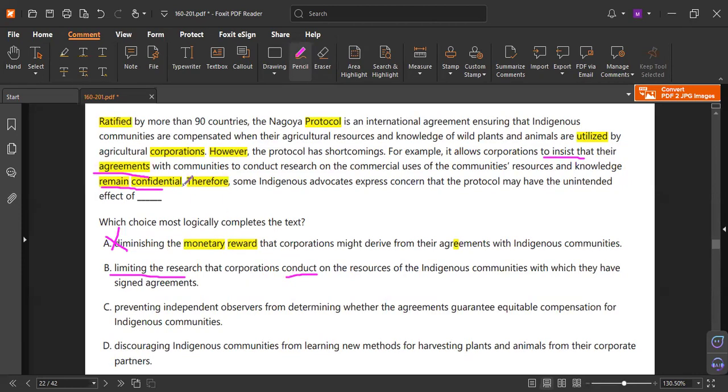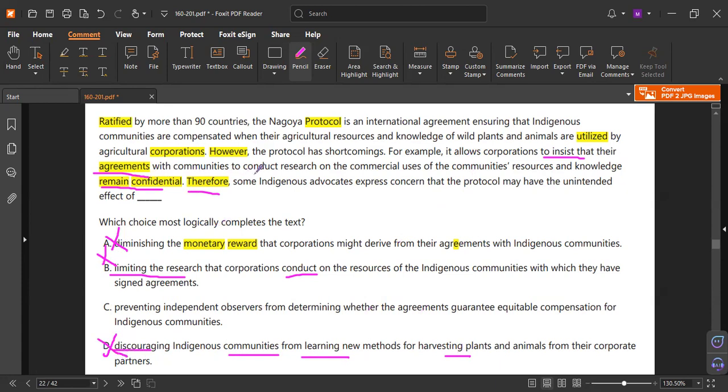So this one is not related to the information before, therefore, based on these reasons, cause and effect relation. So no B. Look for letter D, discouraging indigenous communities from learning. Did you mention learning new methods of harvesting or something else here? Not supported. So letter D.